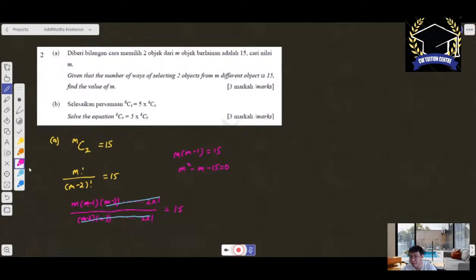Oh, sorry, it's combination, right? I left out the r factorial. The formula for nCr is n factorial over r factorial times n minus r factorial. So the r factorial, I just now left out the 2 factorial. So I bring the 2 factorial up here. All right, so I should be getting m squared minus m minus 30. All right, so I factorize it, and I'm getting m equal to 6, m equal to negative 5. So it cannot be negative. m can only be positive.